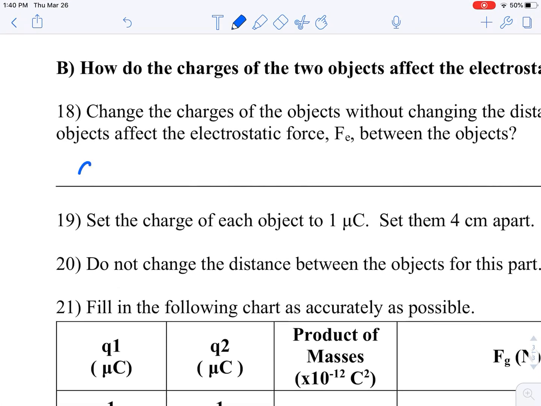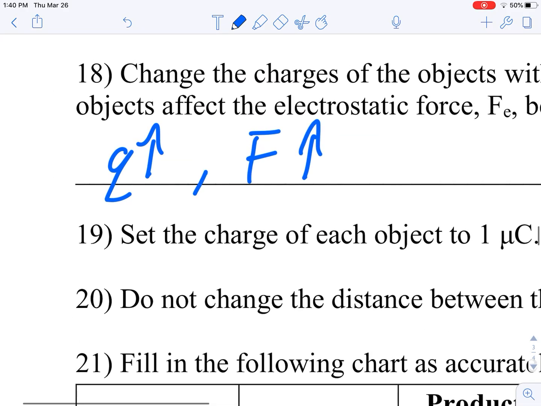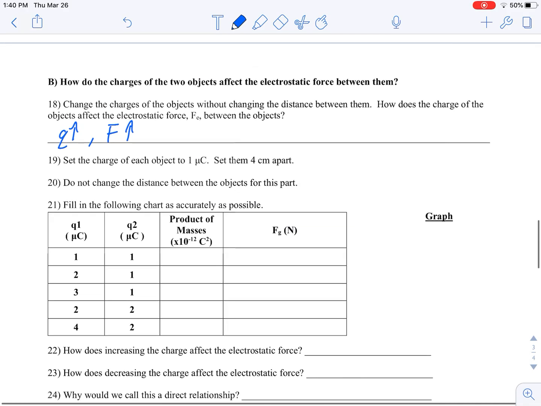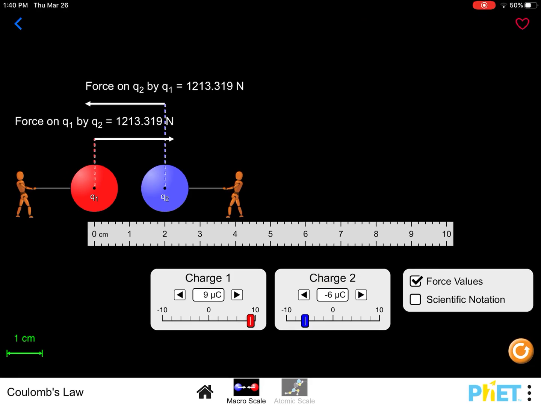So as charge goes up, remember Q is charge, force goes up. Okay? More importantly, the absolute value of the charge is all that matters. So set each charge to 1 microcoulomb and set the distance to 4 centimeters apart.